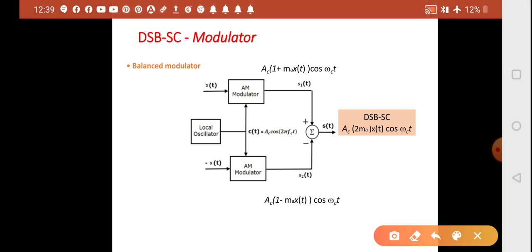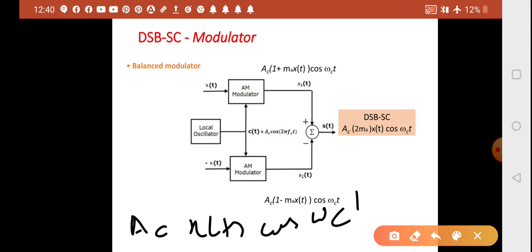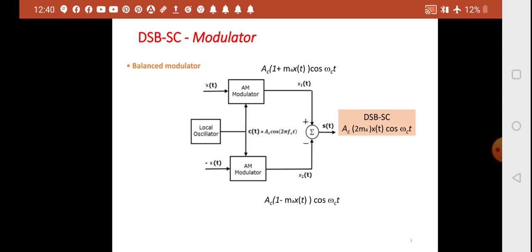You can compare this with the standard equation of DSBSC, which is A_c x(t) cos(omega_c t). So this 2 m_a is the scaling term. In this way we can say that DSBSC can be generated through the balanced modulator.